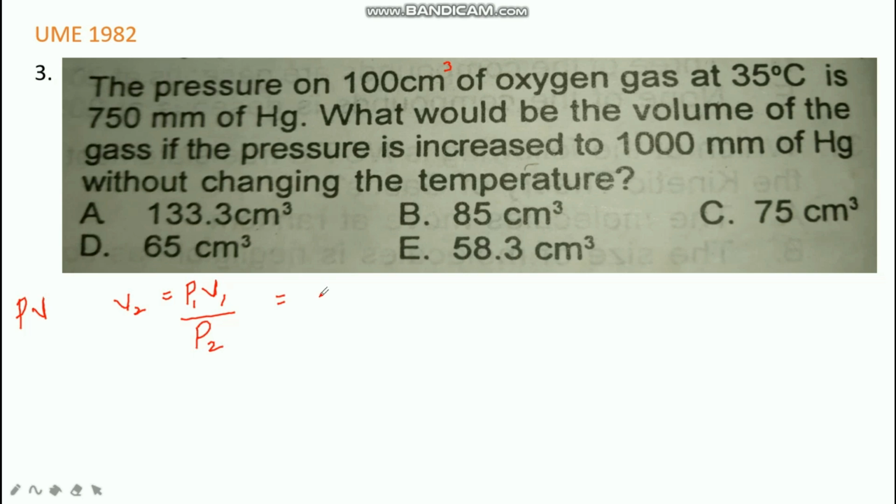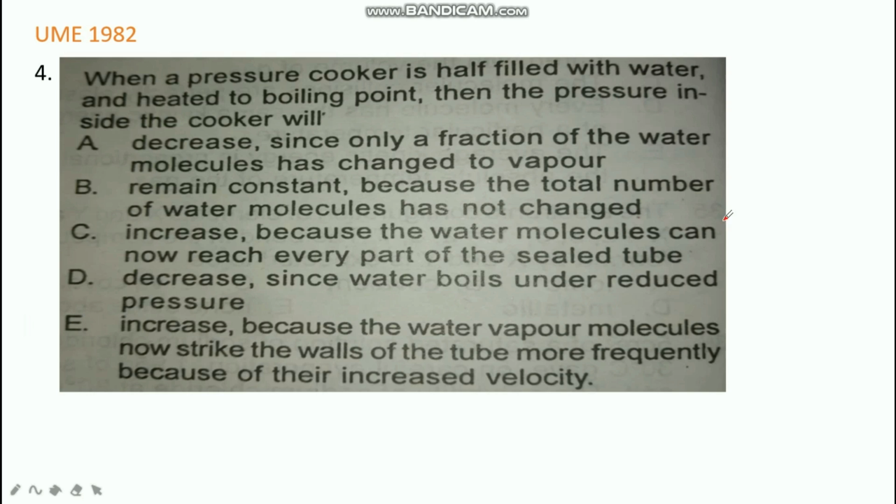So P sub 1 is 750 times V sub 1, that is 100, divided by P sub 2, that is 1000. So this will cancel this, and this will cancel this. That will be 75 cubic centimeter, which is option C, which is correct. Now the next question, 1982 question number 4.